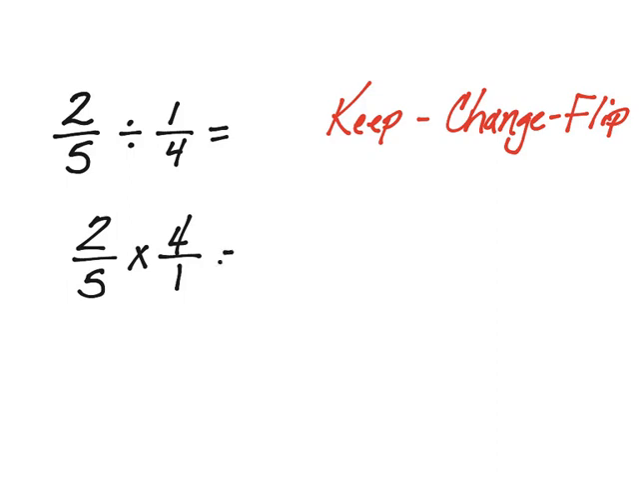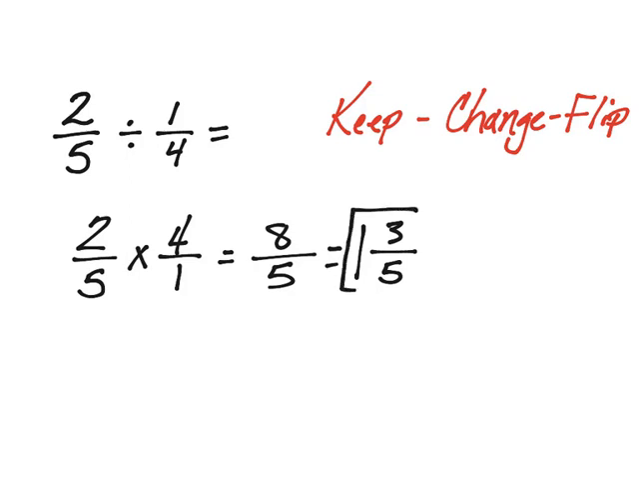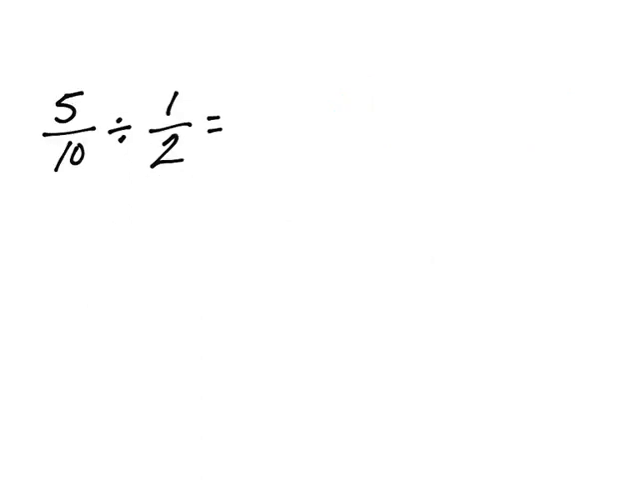2 times 4 equals 8. 5 times 1 is 5. Now we all know that 8 divided by 5 is 1, with a remainder of 3, and the denominator stays the same. I know that 3/5 is in simplest form because 3 is prime, its only factors are 1 and 3, and 5 is not divisible by 3. So 1 3/5 is my answer.